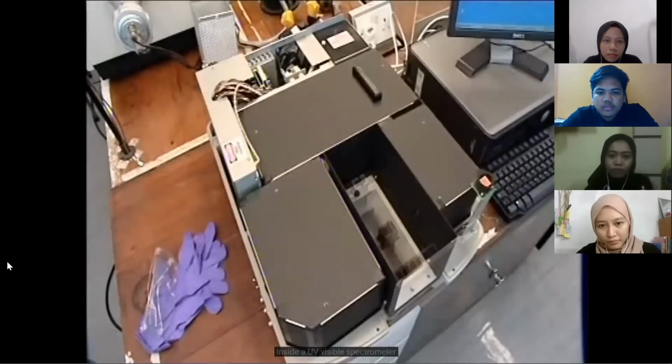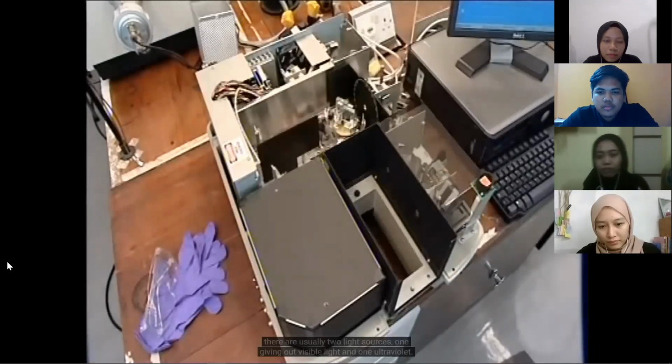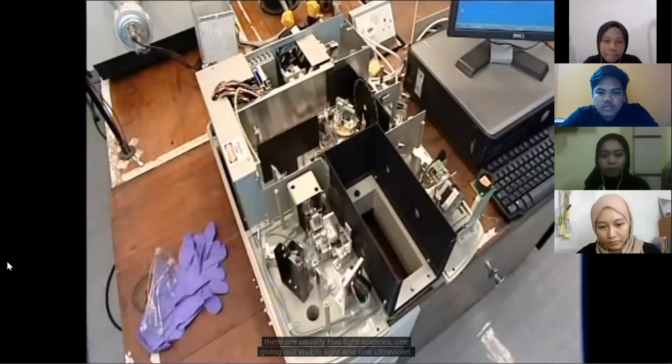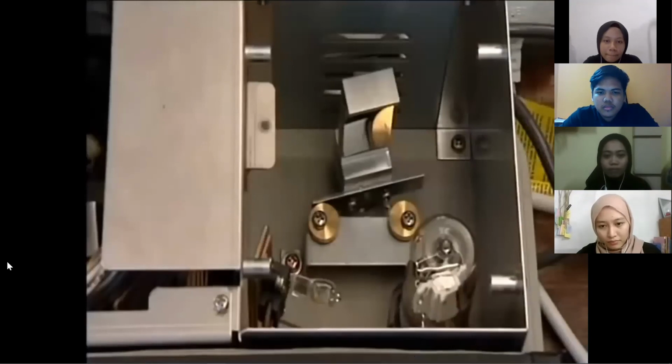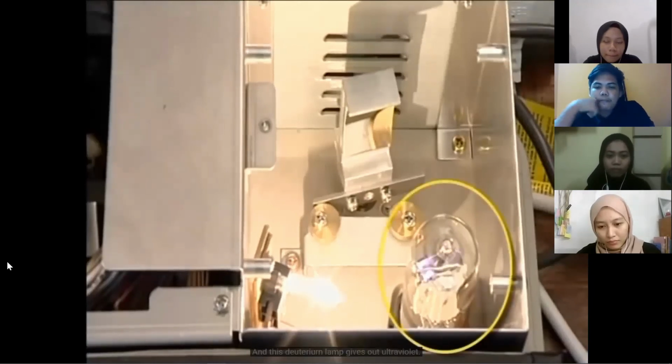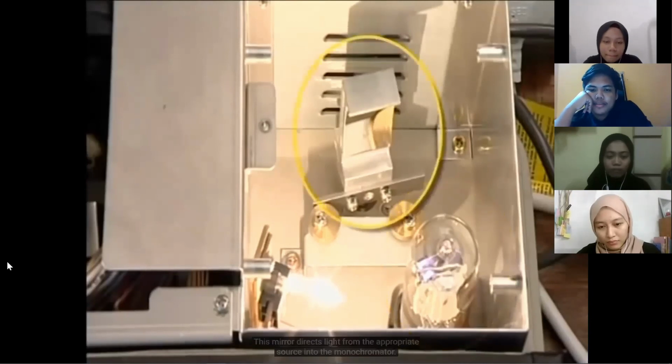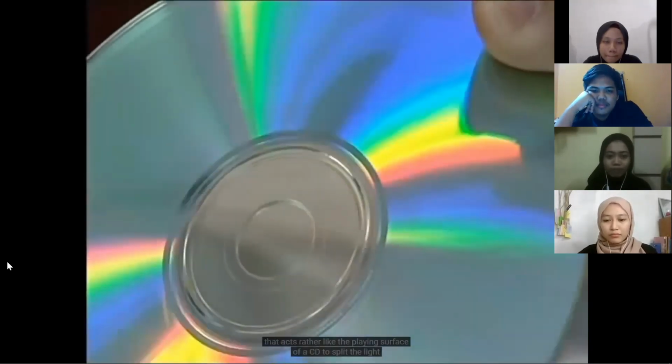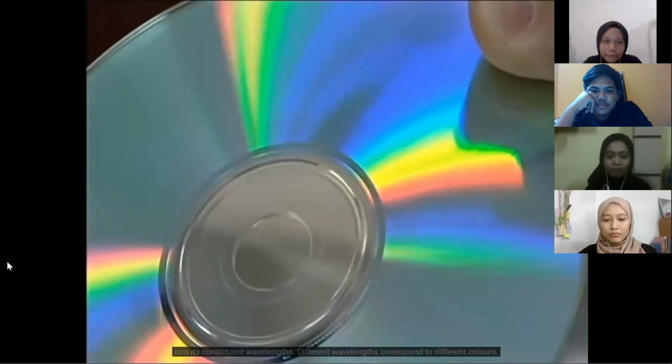Inside a UV visible spectrometer, there are usually 2 light sources, one giving out visible light and one ultraviolet. This one is a tungsten lamp, like a car headlamp bulb, for the visible region, and this deuterium lamp gives out ultraviolet. This mirror directs light from the appropriate source into the monochromator. This contains a diffraction grating that acts rather like the plane surface of a CD to split the light into its constituent wavelengths.